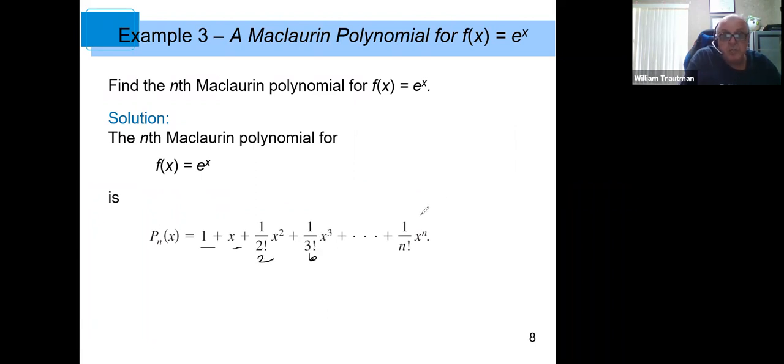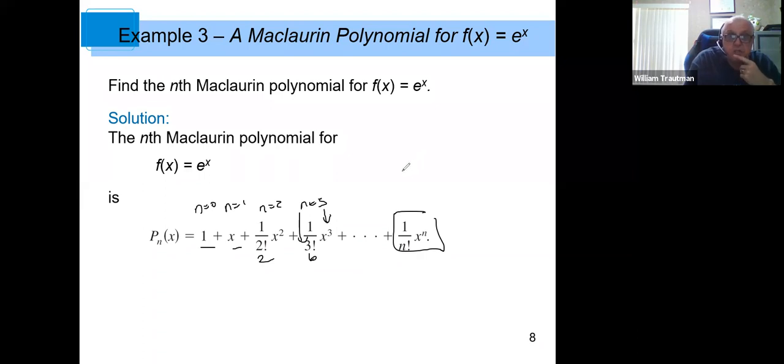But then the nth term, if you look at it, if this is n0, n1, n2, n3, so these are the n's. So to do the nth term, the only thing that deals with the n is whatever the nth term is here. We have an n here and an n here. So if we wanted to do the 6th term, we would do 6 factorial and then x to the 6th power. So this is the Maclaurin polynomial.